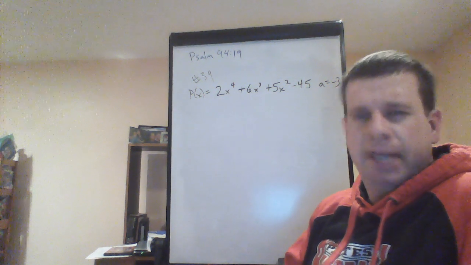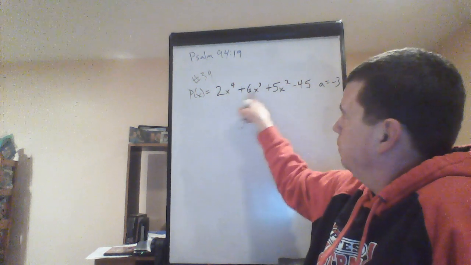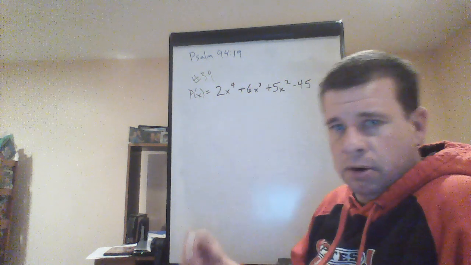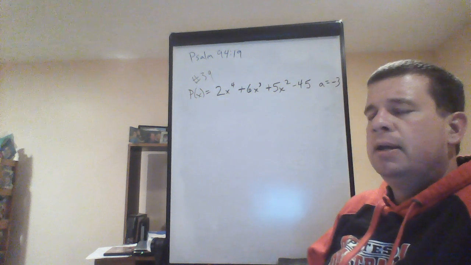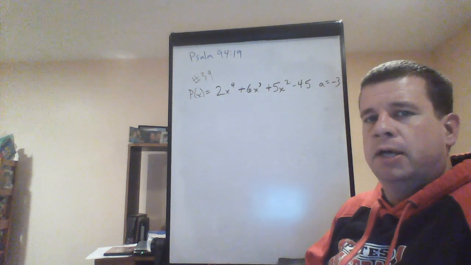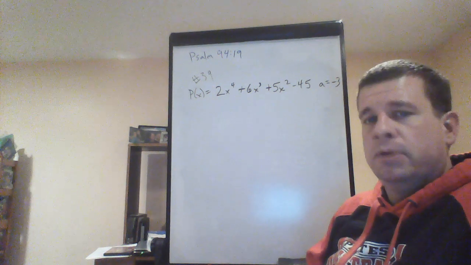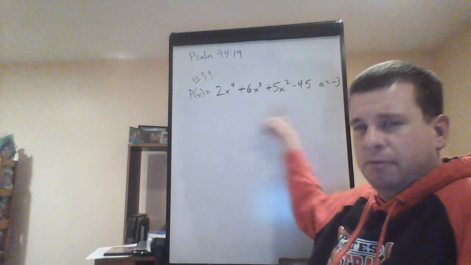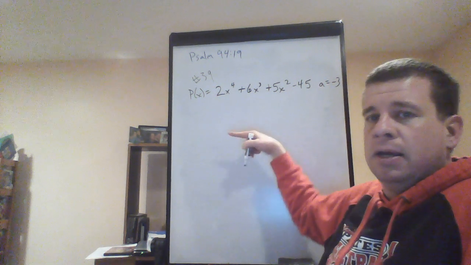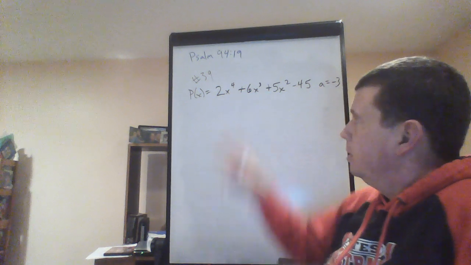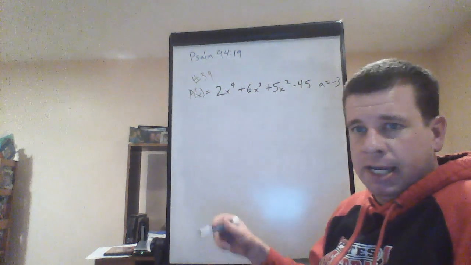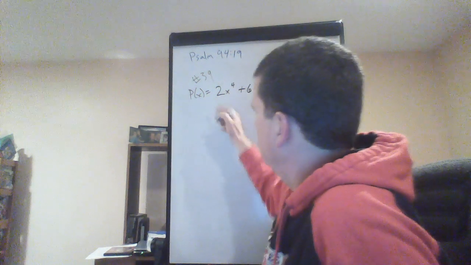And again, what we could do is put -3 in here for x and follow order of operations and evaluate it that way. But really what I want you to focus on is using the remainder theorem, which says if we do synthetic division and divide this thing by -3, whatever our remainder is should be the same thing as what I would get if I put -3 in there. So let me do synthetic division here.